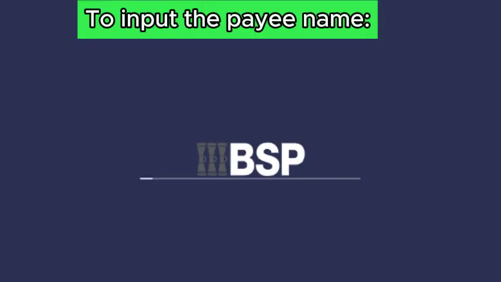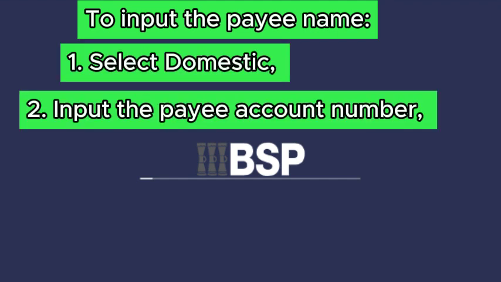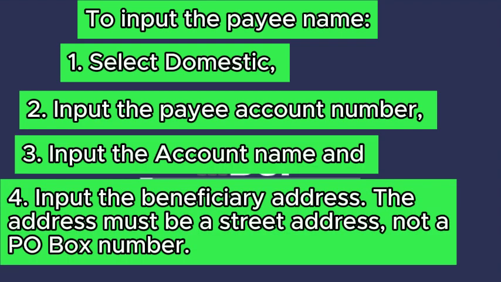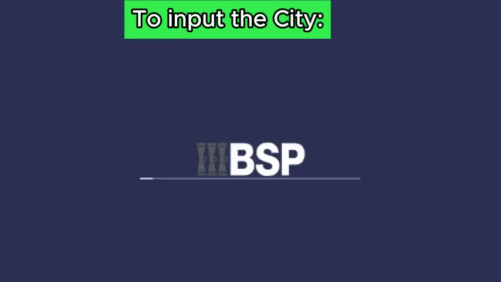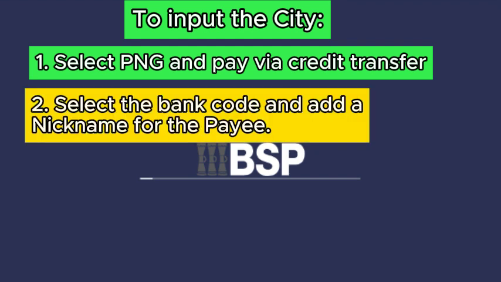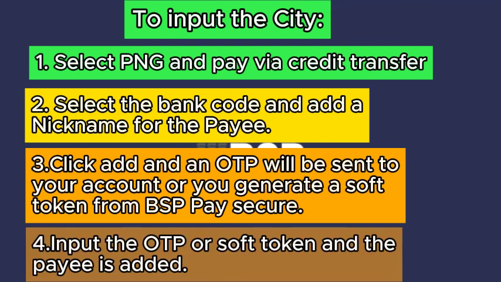To input the payee name: 1. Select Domestic. 2. Input the payee account number. 3. Input the account name, and 4. Input the beneficiary address. The address must be a street address, not a PO box number. To input the city: 1. Select Papua New Guinea and pay via credit transfer. 2. Select the bank code and add a nickname for the payee. 3. Click Add and an OTP will be sent to your account, or you generate a soft token from BSP PaySecure. 4. Input the OTP or soft token and the payee is added.